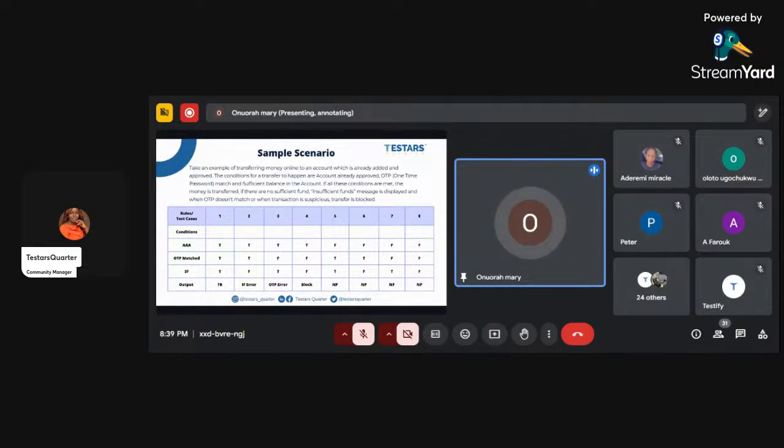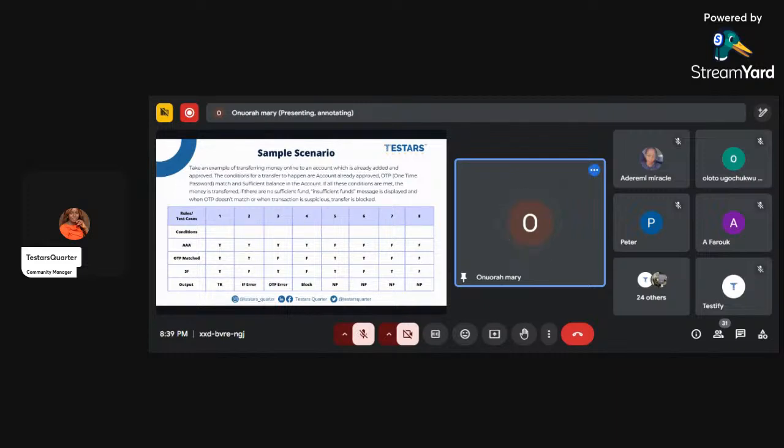Then the second one is, if there is no sufficient fund, we now display an error message, which is number 2. And then if your OTP is invalid or doesn't match, you also have an error for that. And then there is also a case where your transaction is suspicious, the account can be blocked, right?